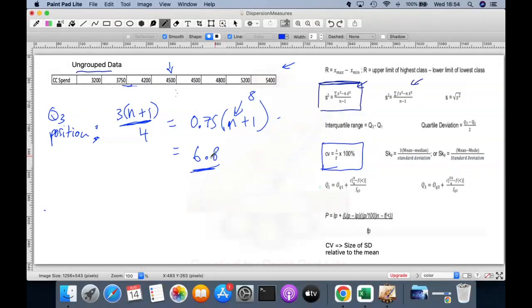Okay, now this is just the position. So we're going to do it the same way that we did for the first quartile. Okay, we use the number in front of the decimal to get the sixth number. Okay, so 1, 2, 3, 4, 5, 6. So the sixth number is 4,800. And now we use the second part, the decimal. So it's plus 0.8.